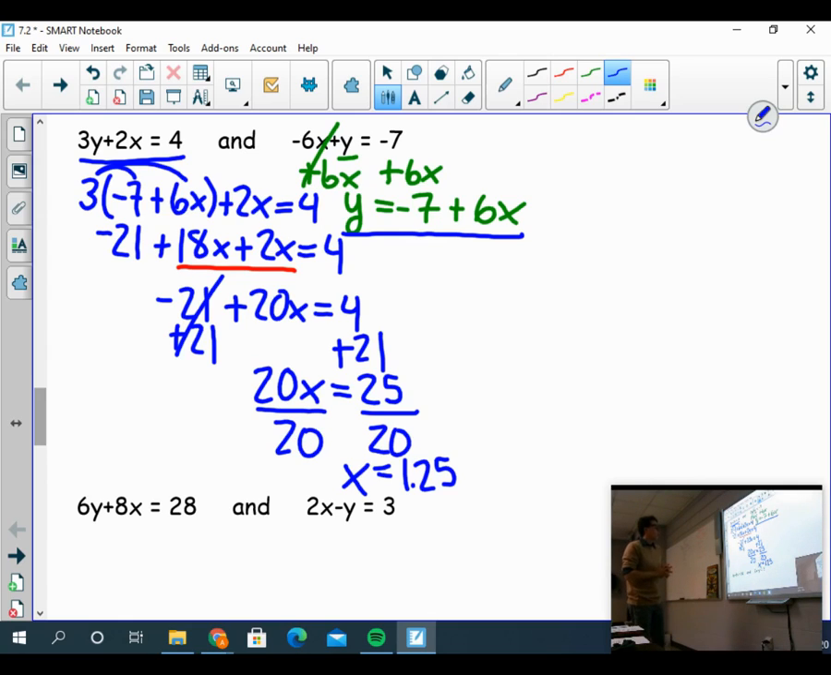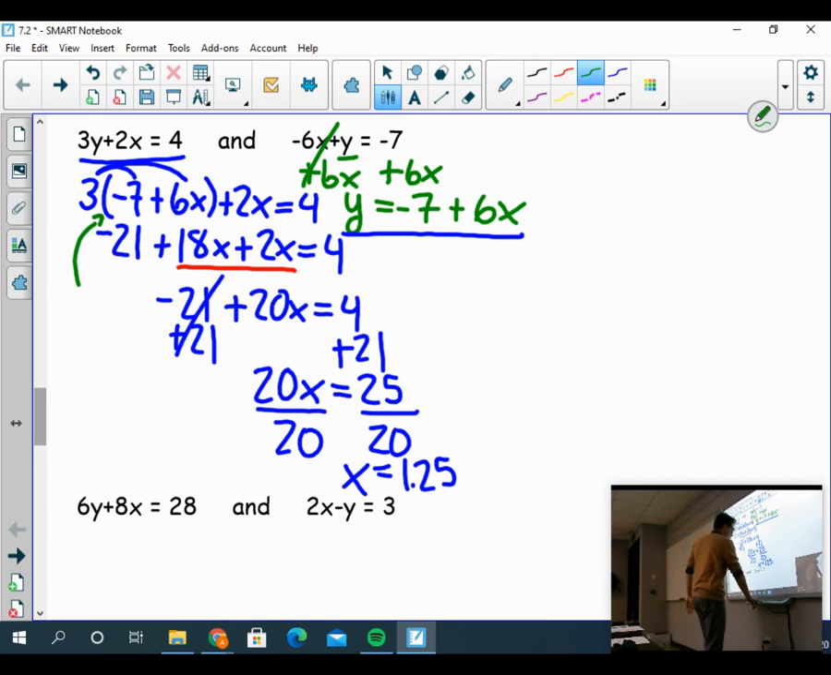Okay? Again, what I hope you see is the substitution is new. But what's not new is the whole process once I get the substitution done. Once I get this -7 plus 6x plugged in, nothing in blue is new. It's all chapter 2 stuff. So if you're struggling with the chapter 2 stuff, you need to come talk to me. That way we can catch up.